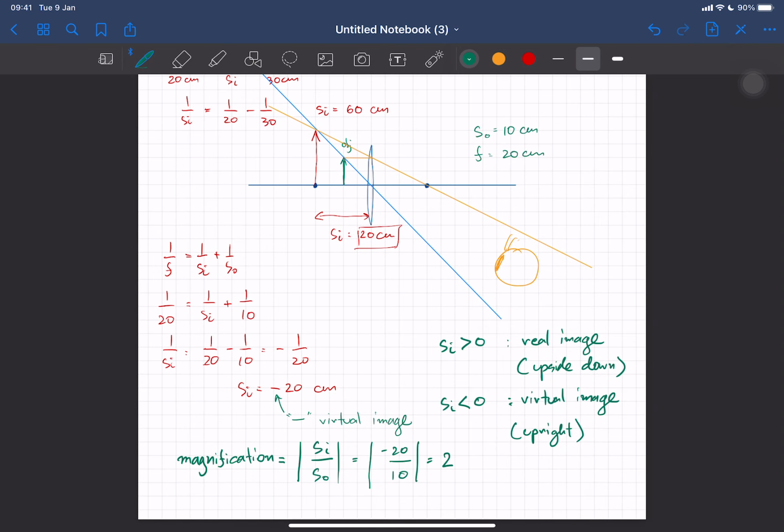So the image will be 2 times larger than the actual object, right? So this is a very simple use of a converging lens to magnify objects so that you can see the details better.